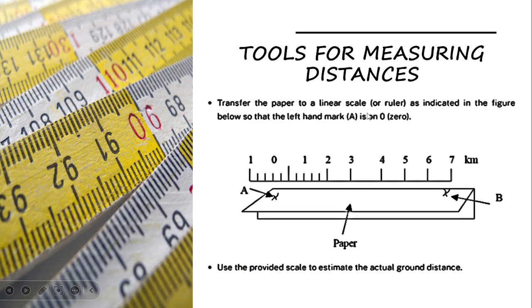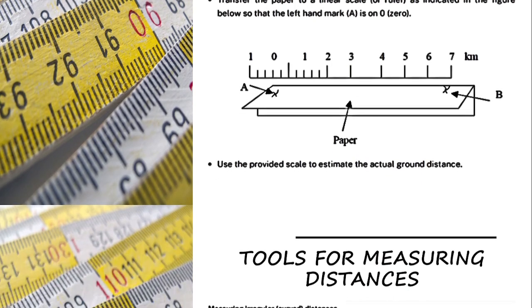Moving on, transfer the paper to a linear scale or ruler as indicated in the figure below. You can simply use it so that the left-hand mark, that is point A, the starting point, is on 0. Then from there you can measure the distance. Use the provided scale to estimate the actual ground distance. So there you have measured the distance of that place along a straight line from the map.